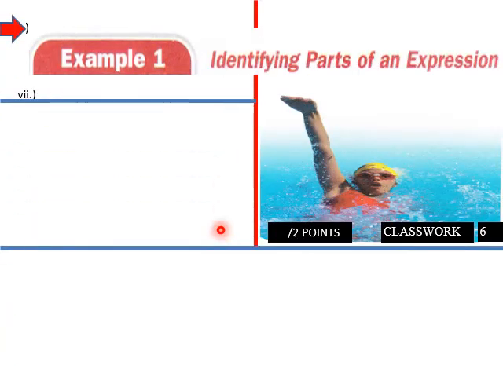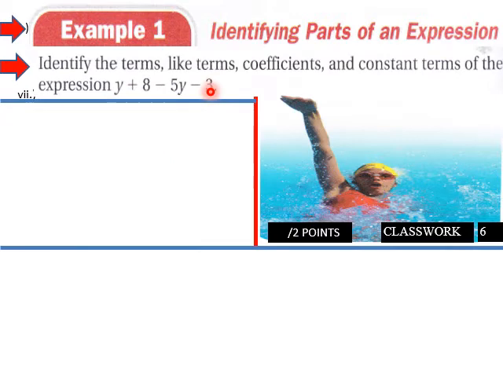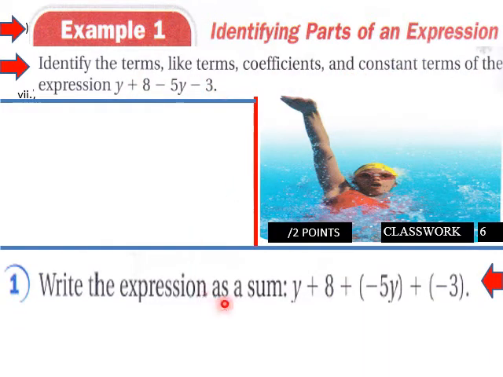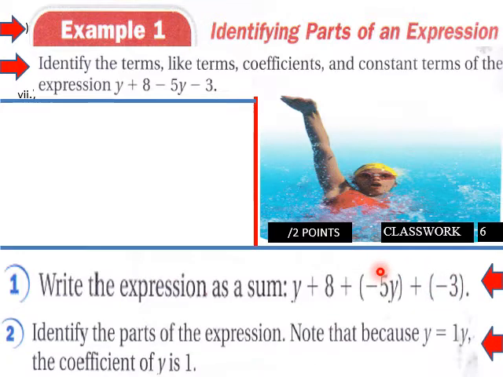Okay, example 1. Identifying parts of an expression. Here is an expression here. Terms, coefficients, constant terms of this expression here. What are they? So write the expression as a sum. We're going to put our negative inside of parentheses and then our -3 inside of parentheses as well. It separates them off better. Identify the parts of the expression.